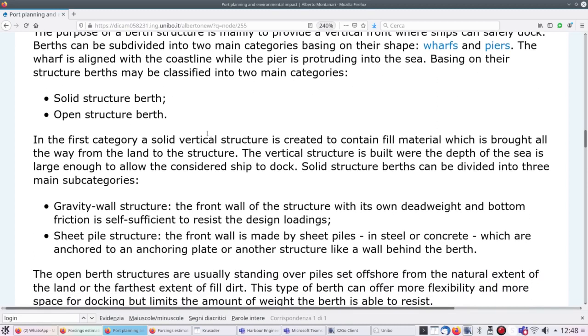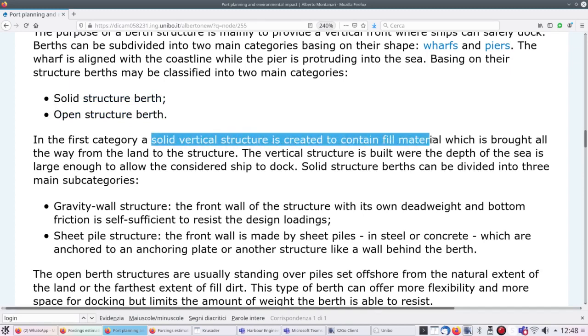Now, in terms of structure, we divide between solid structure berth and open structure berth. By solid structure, I mean a solid vertical structure created to contain fill material. And usually it's a wall. And then you have to take into account the impact of waves. In any case, you have to take into account all the loadings that may come and the corrosion that may come from the sea and act over the berth.